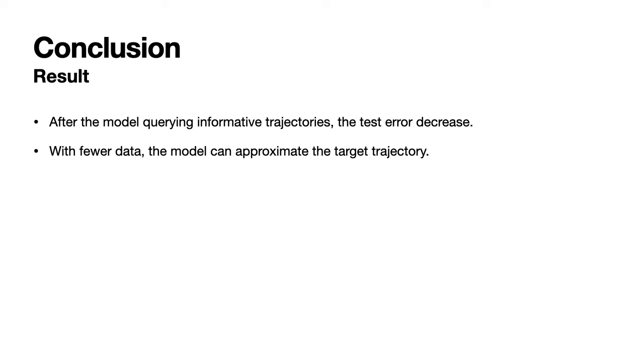In conclusion, after the model queries informative trajectories, the test error decreases. With fewer data, the model can approximate the target trajectory.